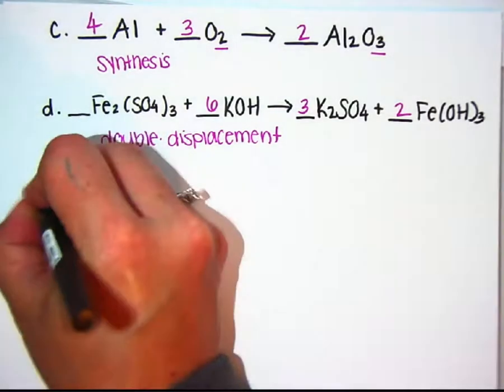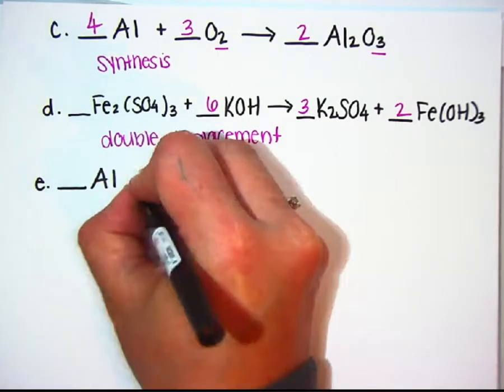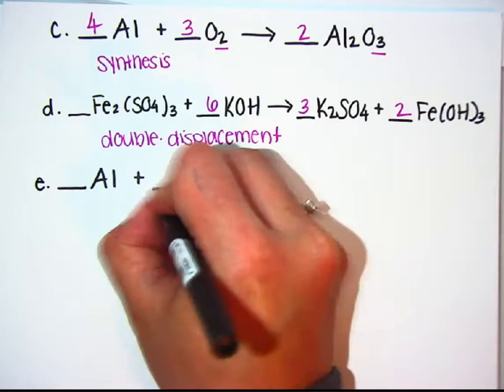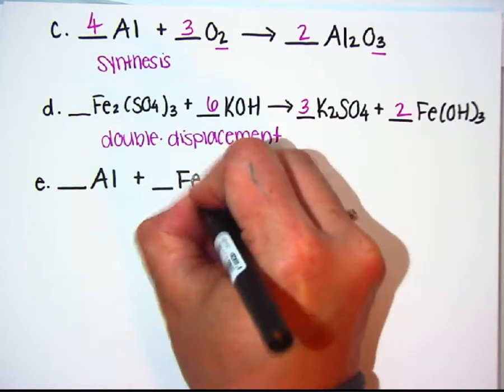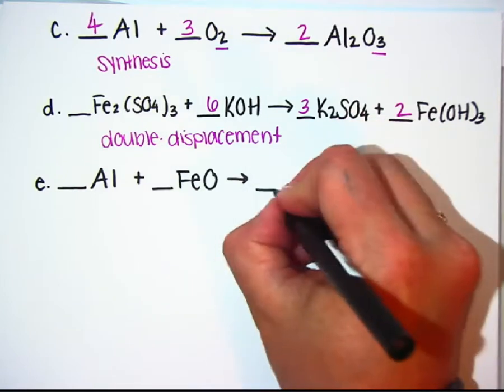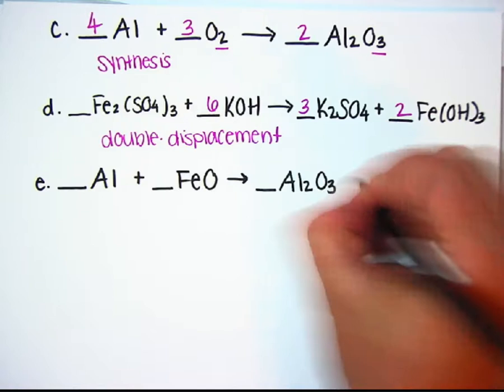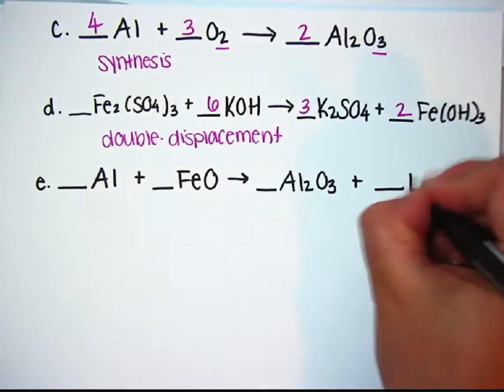Last one. Let's do aluminum plus iron 2 oxide produces aluminum oxide plus iron.